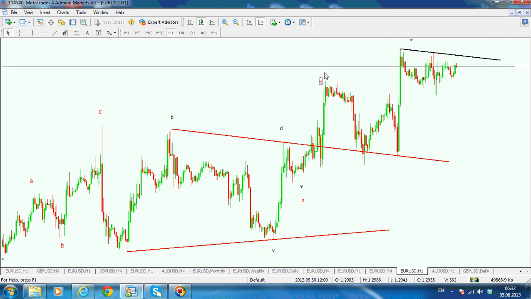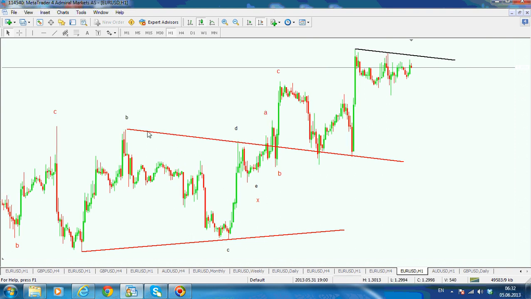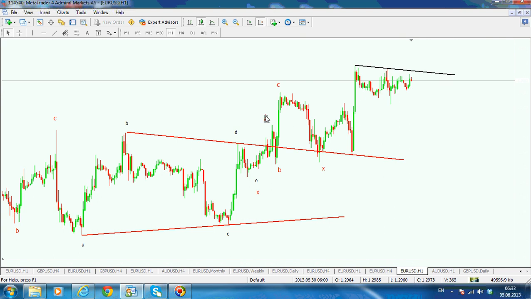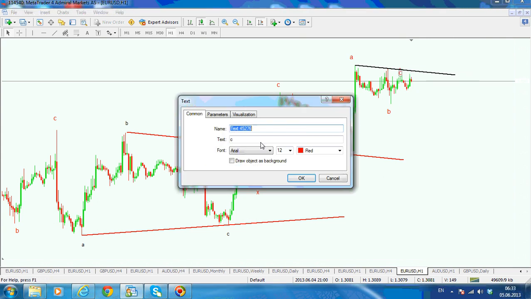of this degree. So A, B, ABC of this degree, okay? And then to have another X wave here. So you have two corrections. This is the first correction of this degree, a second correction of this degree, and from this moment on, it is very much possible to have A, B, C like this, or C, D, E, and this to be a contracting triangle, something like this.